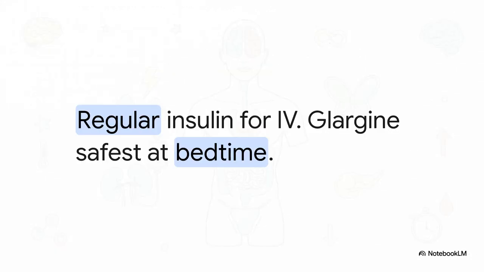Never, ever forget these 2 golden rules. Number 1, only regular insulin goes in the IV. Absolutely critical. Number 2, glargine is the safest insulin to give at bedtime. Why? Well, if you look back at its profile, it has no peak. And no peak means no sudden, terrifying drop in blood sugar while the patient sleeps. It practically eliminates the risk of nocturnal hypoglycemia.